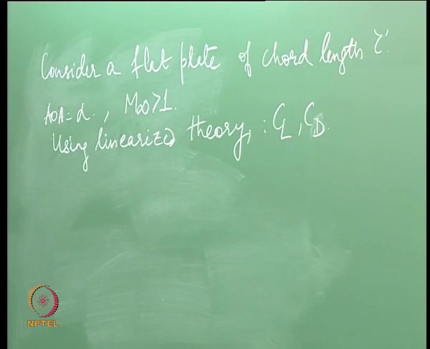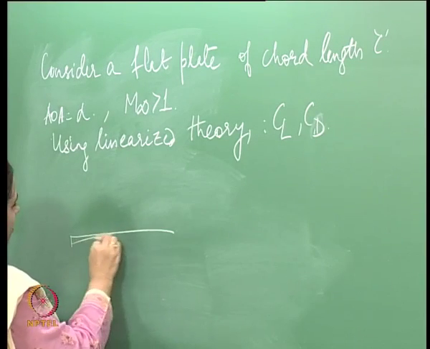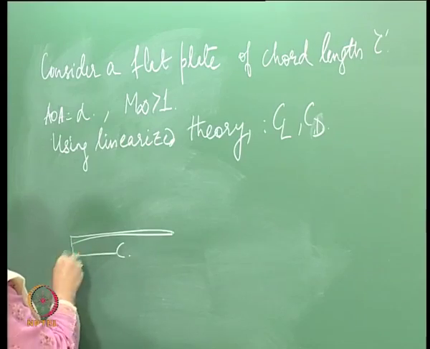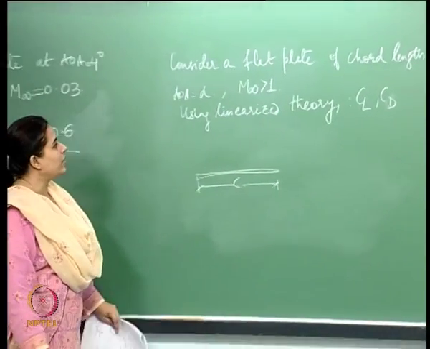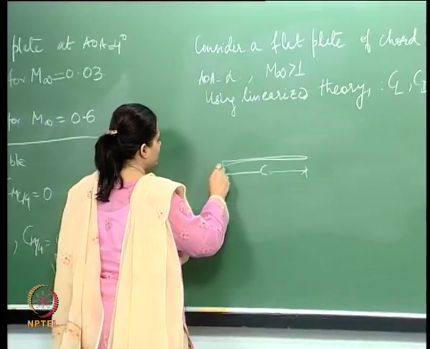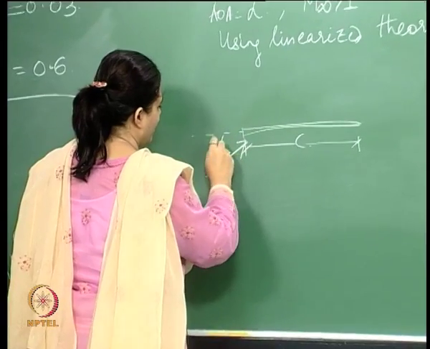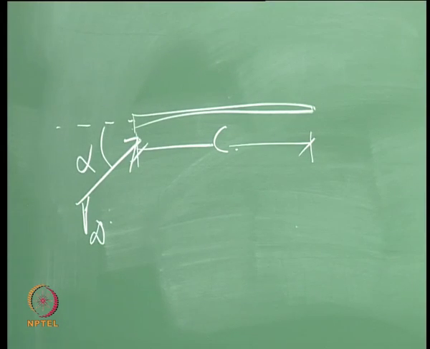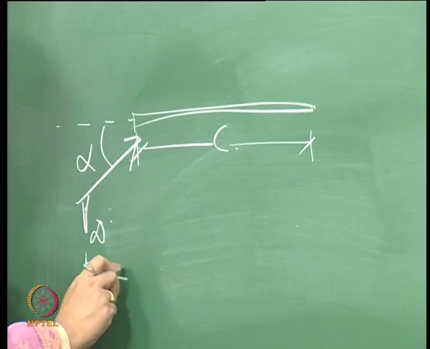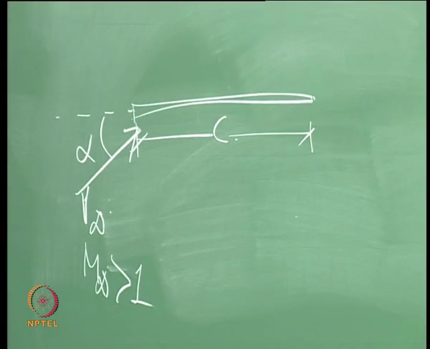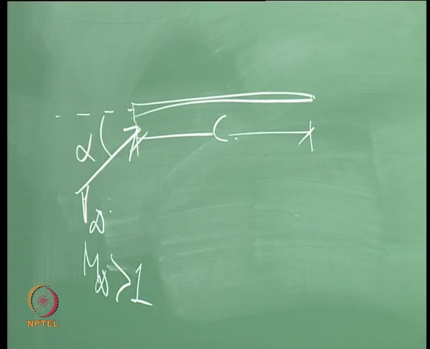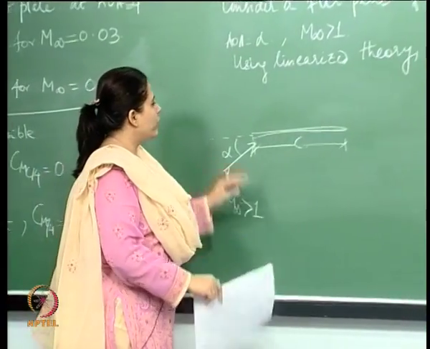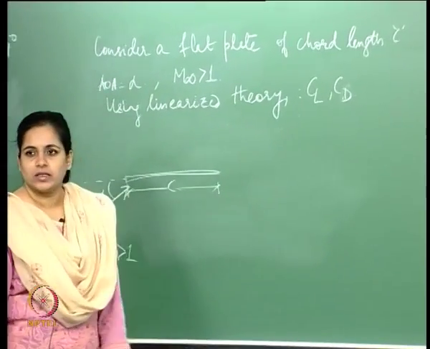So, we basically have a flat plate of a certain chord length. This is the chord length. It is at an angle of attack of alpha, and a supersonic flow is impinging on it. So, the free stream Mach number is supersonic. Using linearized theory, we need to calculate CL and CD.